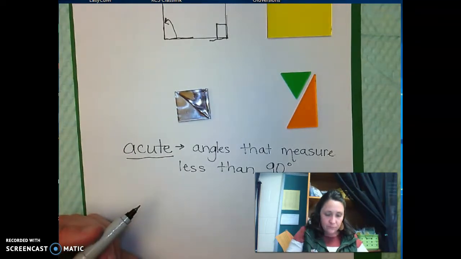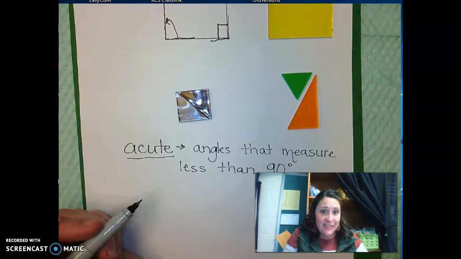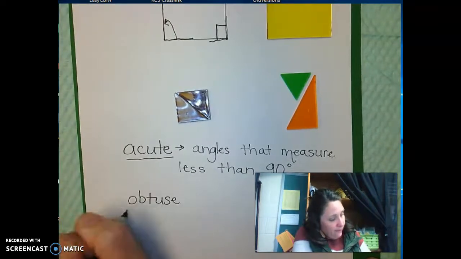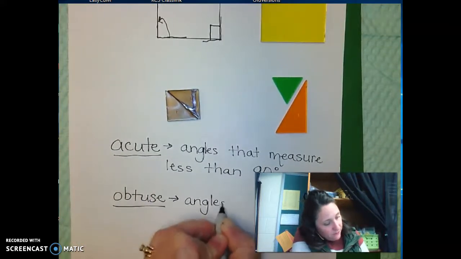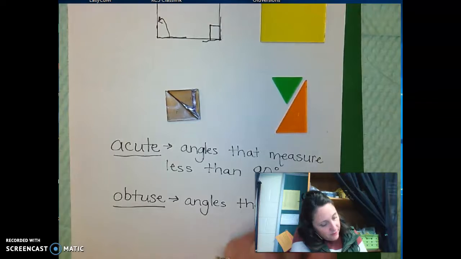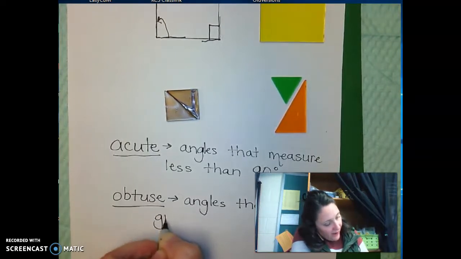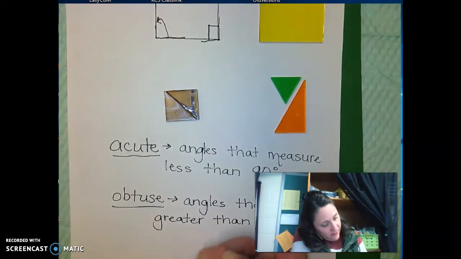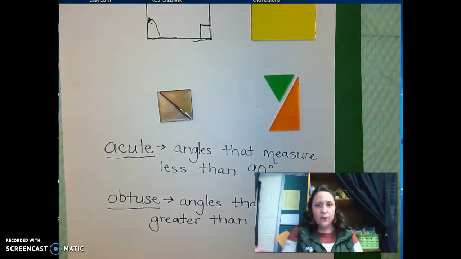All right. Later on, you're going to be talking about angles that measure greater than 90 degrees. And those type of angles are called obtuse. Obtuse. And these are angles that measure greater than 90 degrees.